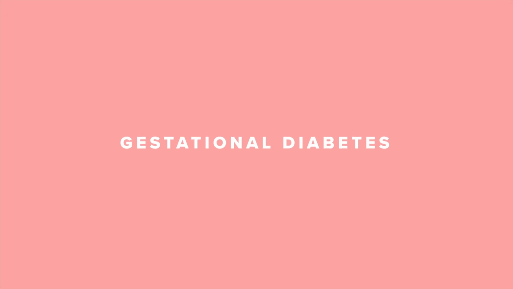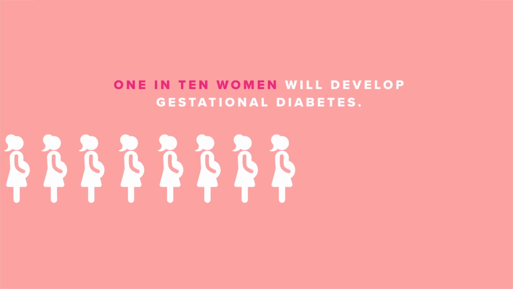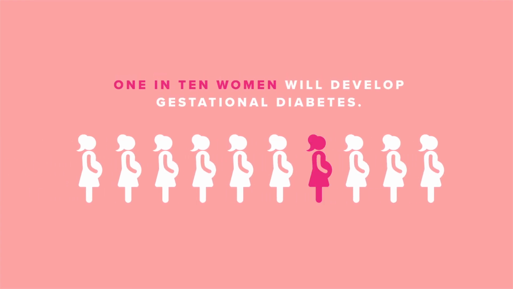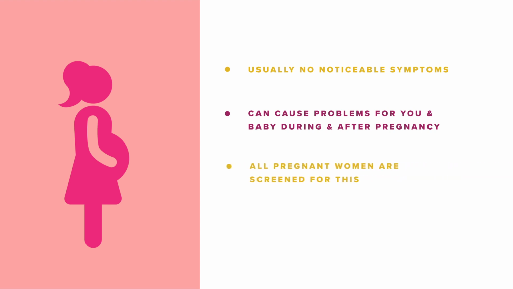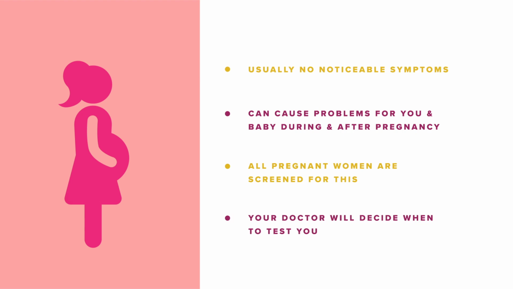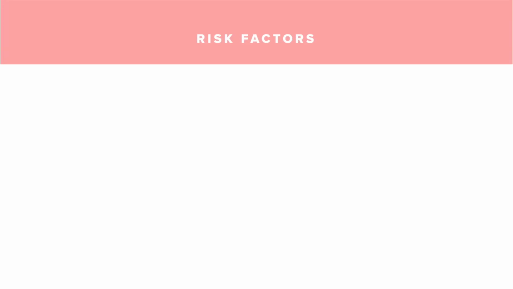Gestational diabetes is a form of diabetes that develops for the first time in around 1 out of every 10 pregnancies. It doesn't usually cause noticeable symptoms, but it can cause problems for you and your baby during pregnancy and beyond. That's why all pregnant women will be screened for this condition during the 3rd trimester, or earlier if you have risk factors. A few factors can increase your risk.